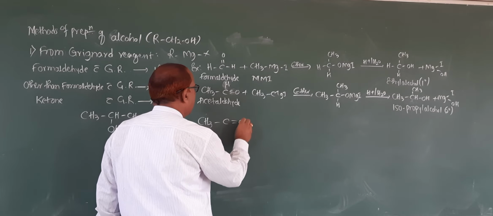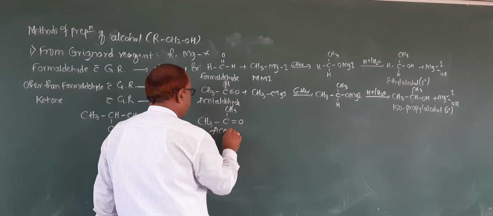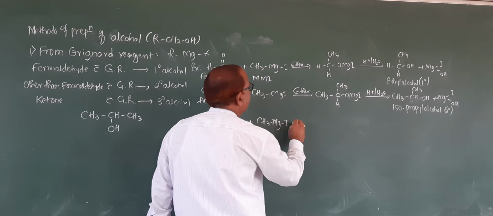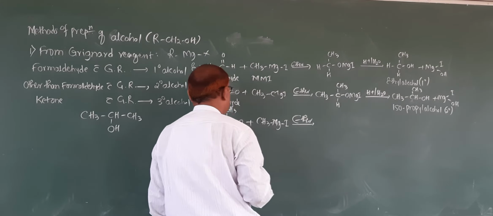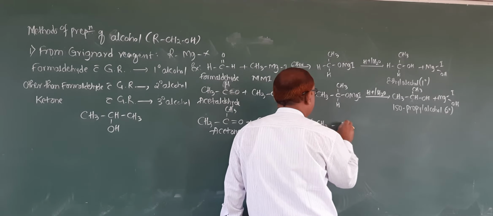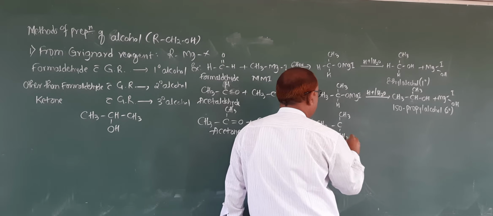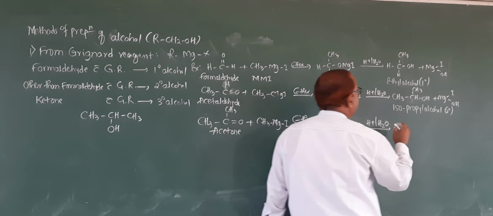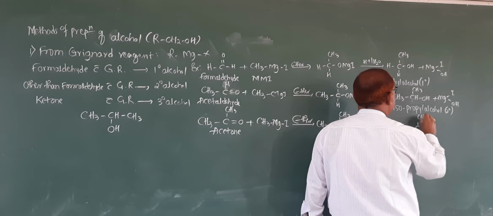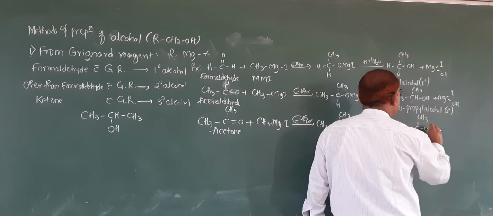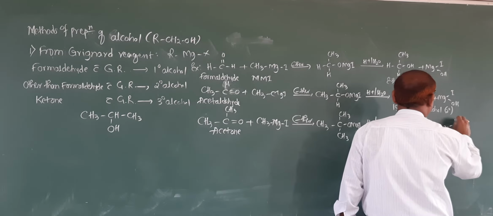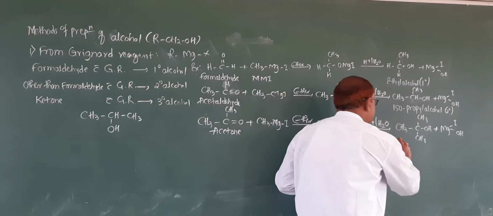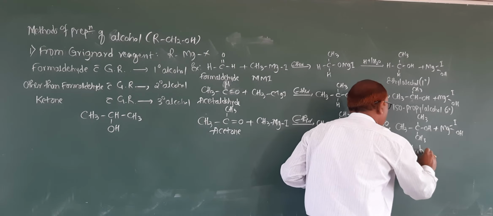CH3 C double bond O CH3 is acetone. It's a ketone. Ketone with methyl magnesium iodide in presence of ether, you will get three CH3 groups and OMgI as an addition compound. This on acid hydrolysis giving rise to CH3 COH, a tertiary alcohol. No need to modify the compound formula. You can accept it as it is. You can give the IUPAC name or a common name as tertiary butyl alcohol.